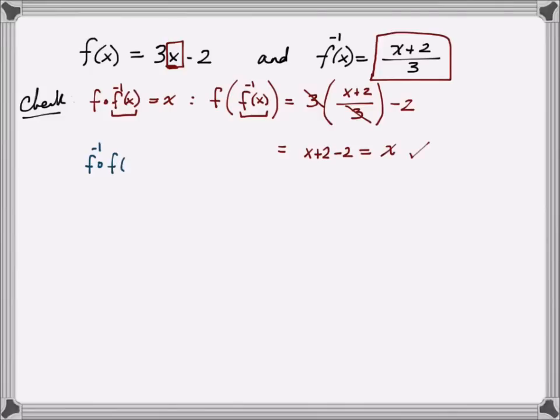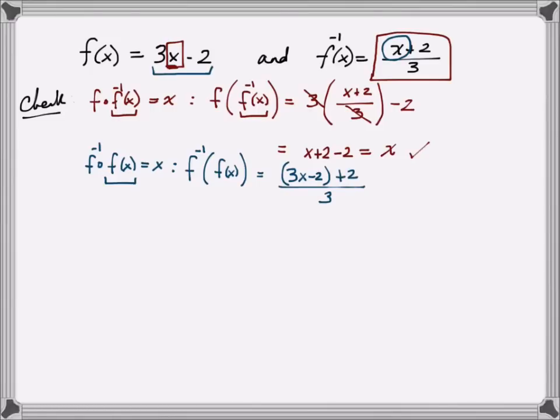On the other hand, to check f inverse circle f of x is equal to x, I'm going to replace the input for f inverse with the entire expression of f. I go back to my f inverse and locate the position of my input x. I'm going to replace that by this entire expression of 3x minus 2. So I would get 3x minus 2 as my new input for f inverse.